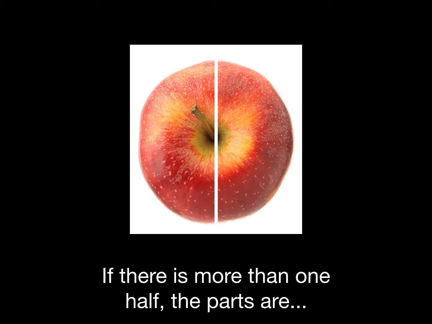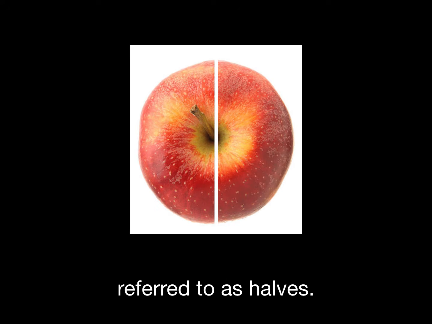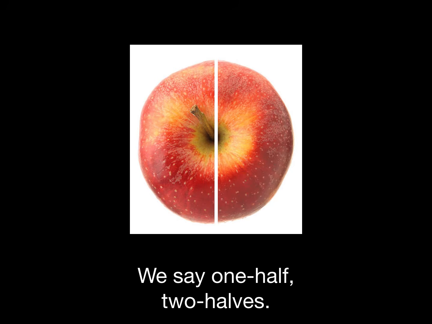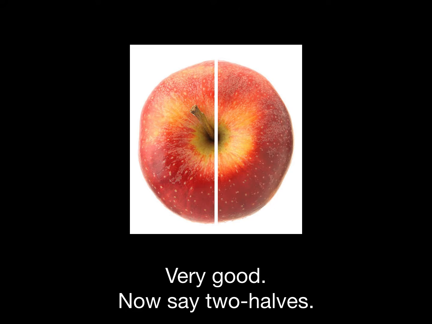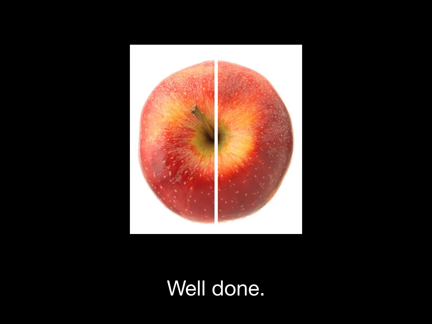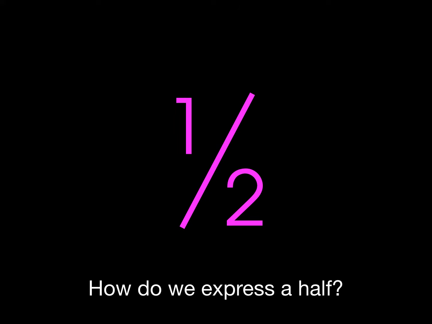If there is more than one half, the parts are referred to as halves. We say one half, two halves. Repeat after me. One half. Very good. Now say two halves. Well done. How do we express a half?